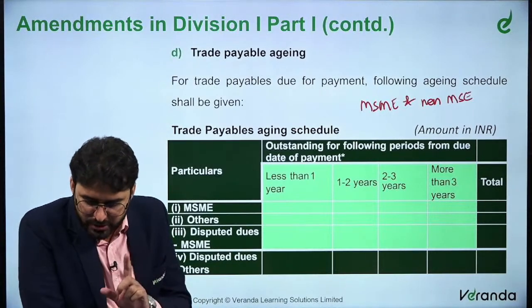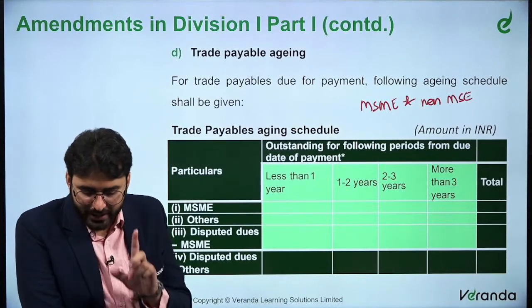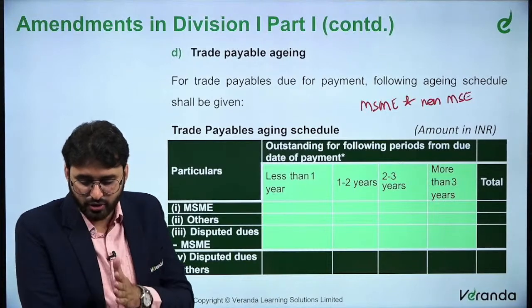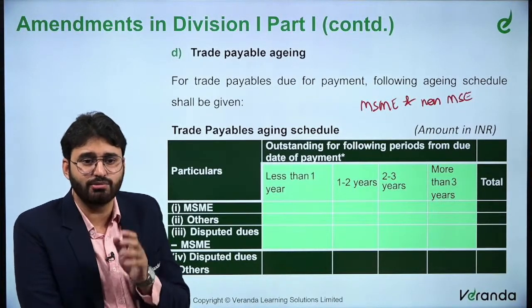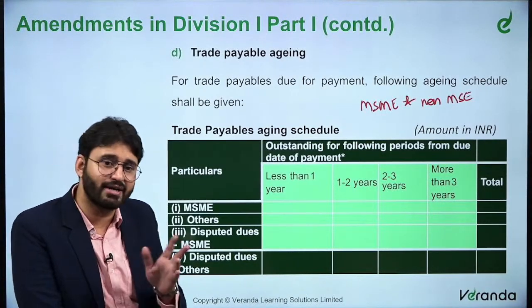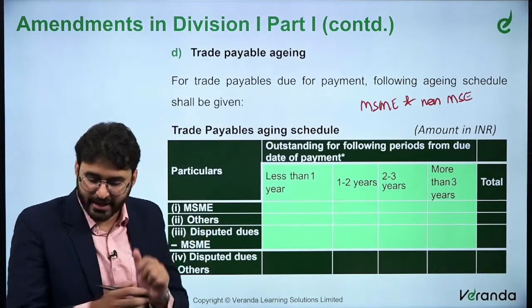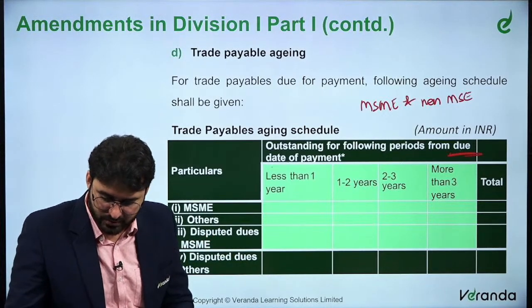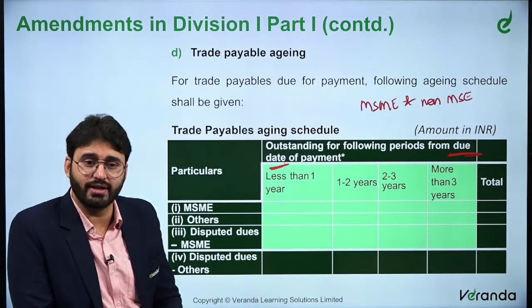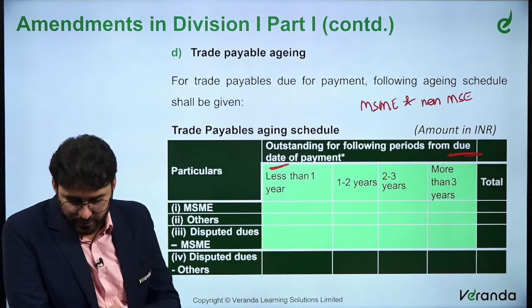For trade payables due for payment, the following ageing schedule shall be given. Sir, does this entire ageing have to be made from the due date or from the transaction, that is the invoice date? It has to be made from the due date. What if there is no due date? Then you have to make it from the transaction date. That is also given. Clear?